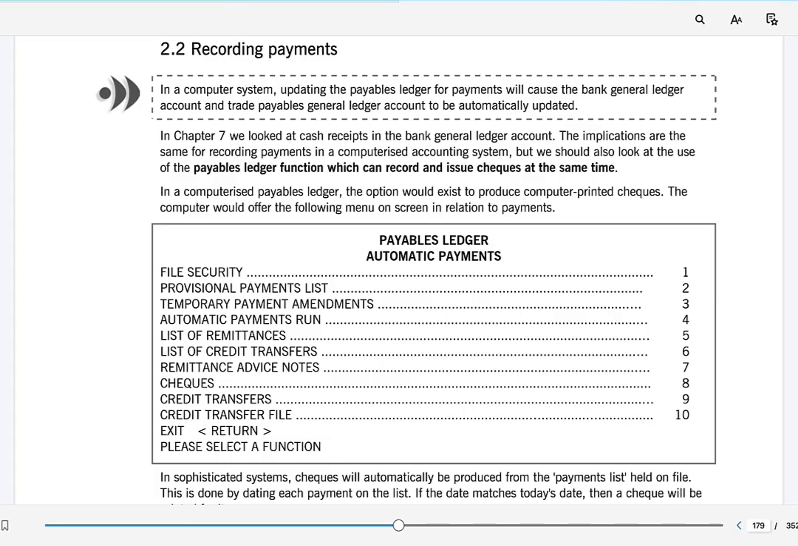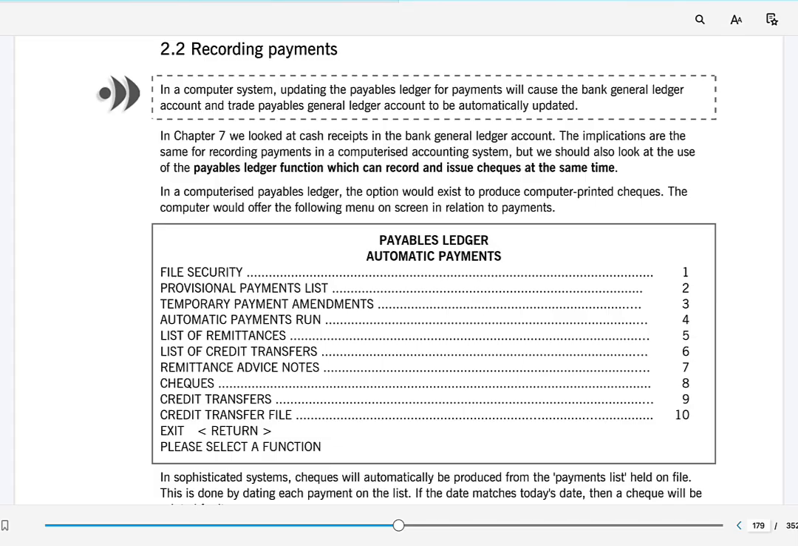Step 2, the accounts clerk opens the payments section in the payables ledger. In the book, we can see a menu on the screen. It is basically a list of options the system can perform. For example, the system may show options like provisional payments list, automatic payments, checks, credit transfers, remittance advice notes, and other options. Do not worry if the menu looks long. You do not need to memorize every line. What you must understand is the purpose. The software is giving you tools to manage payments properly.